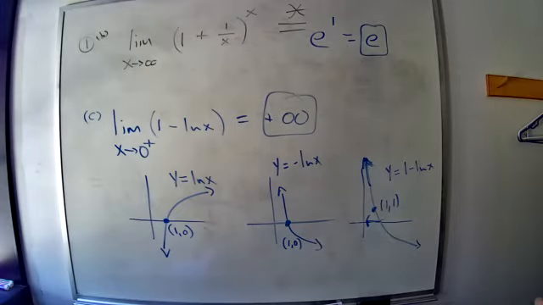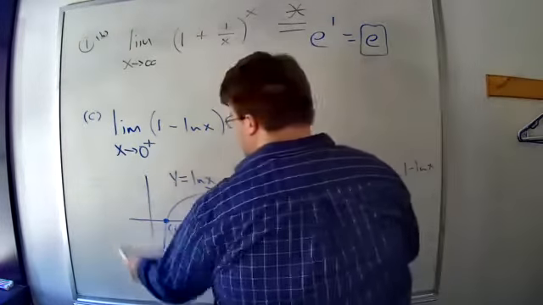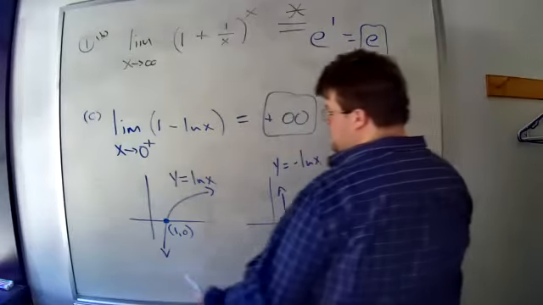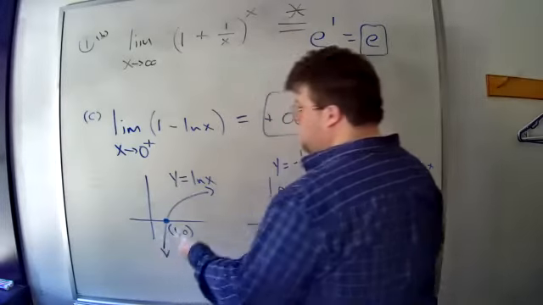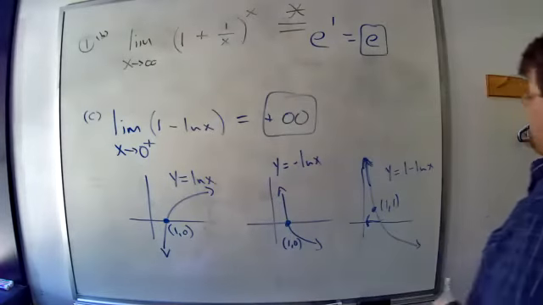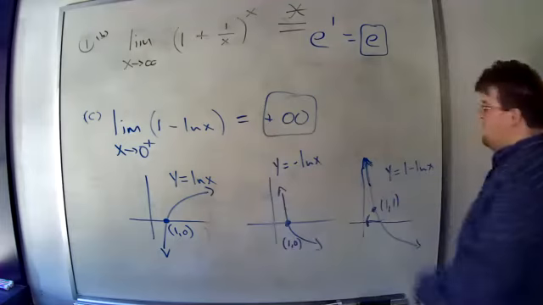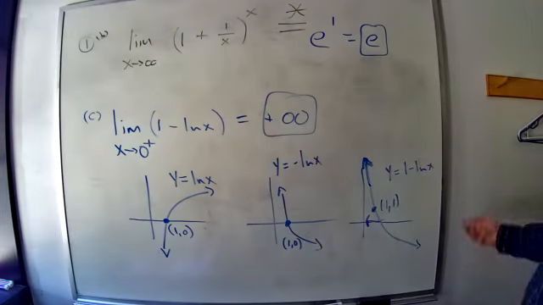Any questions about that? You could use an argument just starting from this graph and saying, as x goes to 0 from the right, this goes to negative infinity, and that negative will cause it to flip to positive infinity. You could do that without going through the transformations, but I'll write out the transformations. So any questions about that one?